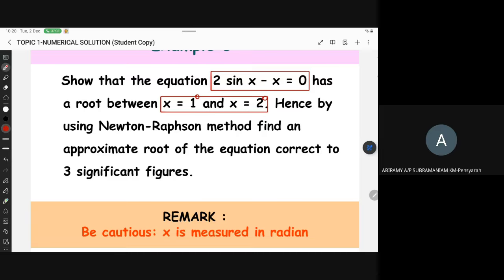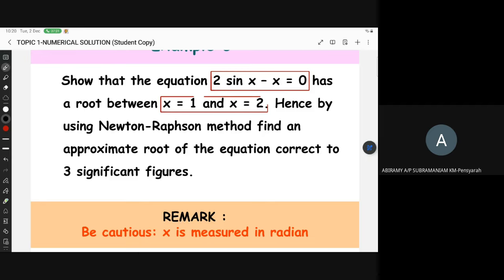Okay, it's not in degree. It doesn't have a degree symbol. That means this is radian. So we don't write 1 radian and 2 radian, but as long as we do not have the symbol degree, that means this is definitely in radian. So when you want to use your calculator to find the root, when you want to use the iteration and all that, please make sure that you change the mode to radian.